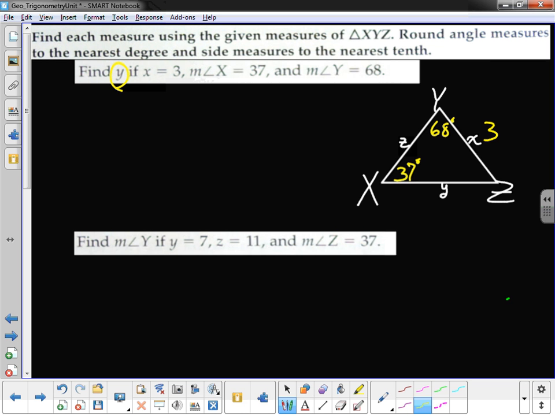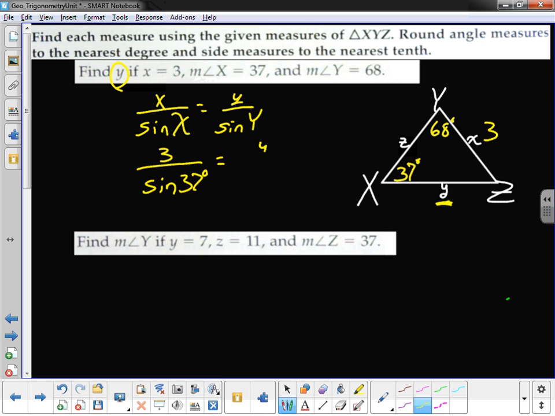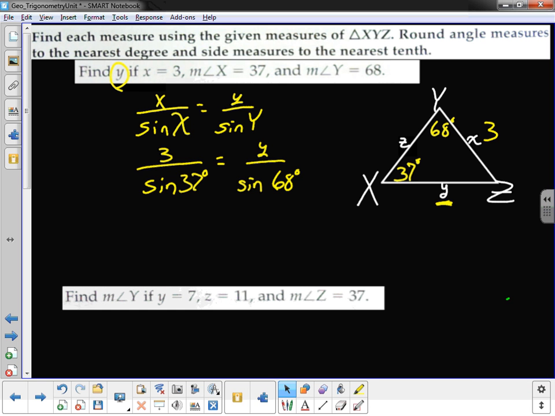So when I look at that, I'm looking for this side. According to the law of sines, X over the sine of X would have to equal Y over the sine of angle Y. So I've got 3 over the sine of 37 degrees equal to side y over the sine of 68 degrees. Just based on that information alone, side y has to be a bigger number because angle y was a larger angle.